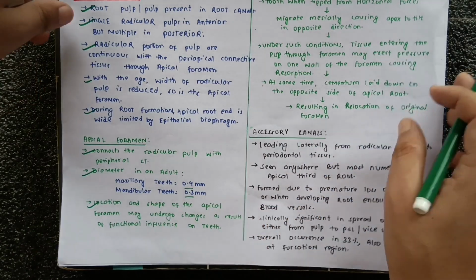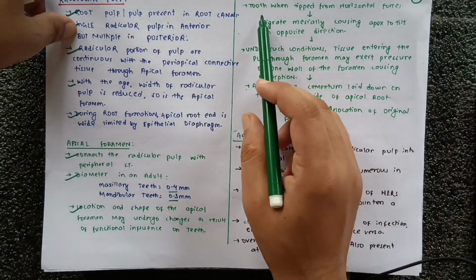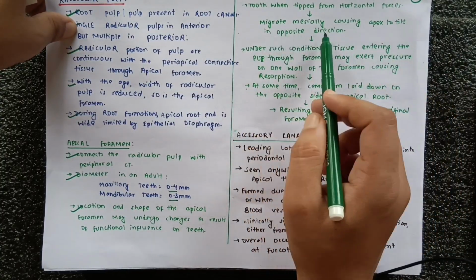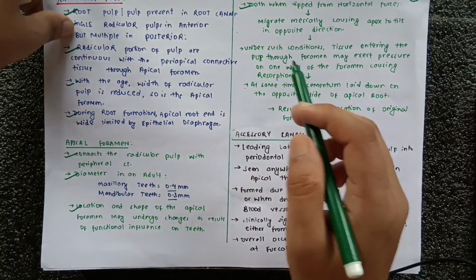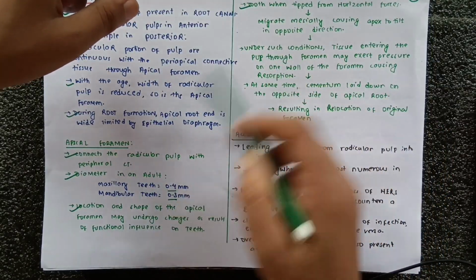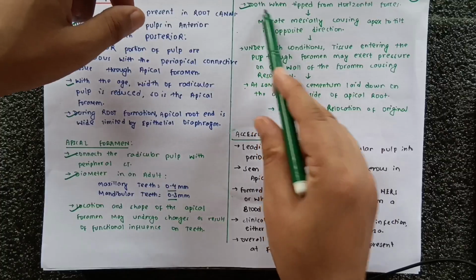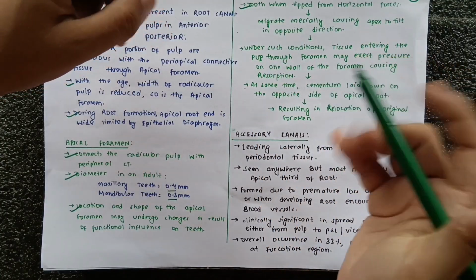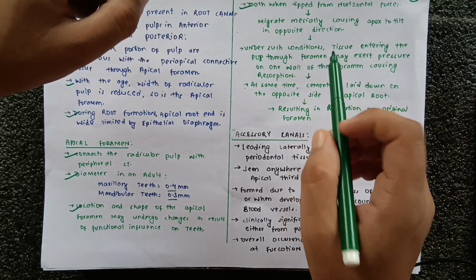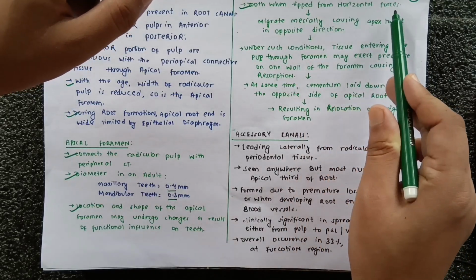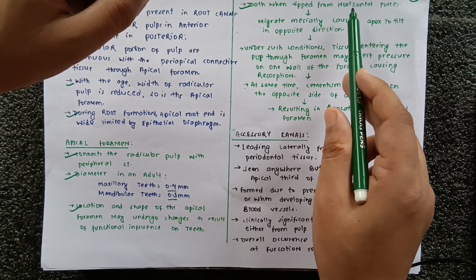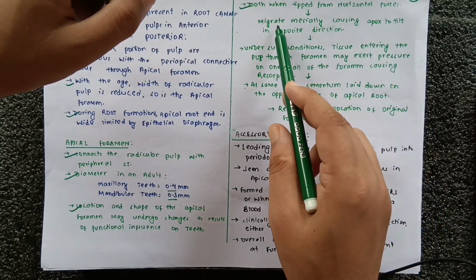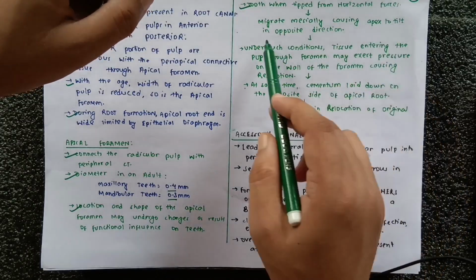After that, I have written here: a tooth when tipped by horizontal forces migrates medially, causing the apex to tilt in the opposite direction. This relates to the previous point. In chewing, when you chew the food, there is an application of horizontal forces, and those horizontal forces cause the migration medially, causing the apex to tilt in the opposite direction.